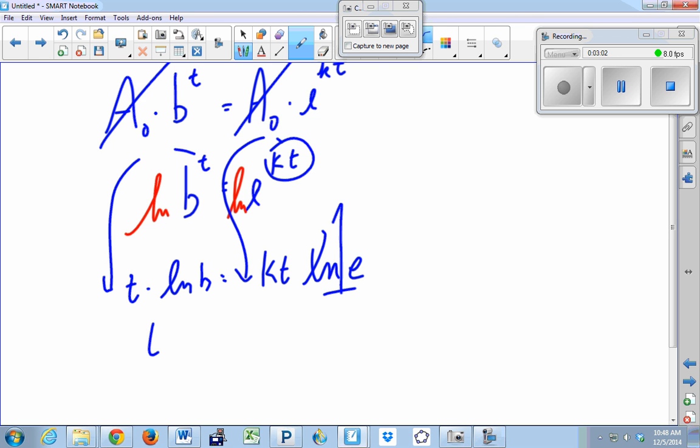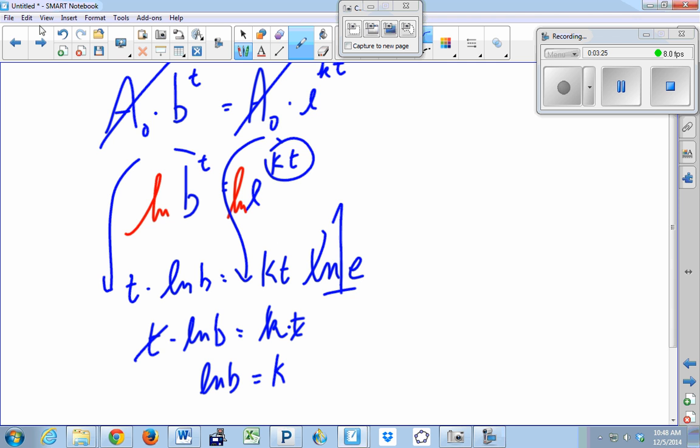So we get t times the natural log of b, and that's supposed to equal kt. If you divide both sides by t, you get the natural log of b equals k. So that's just to show you how you can work from one formula to the other, and if you happen to know b, you take the natural log of b to get k.